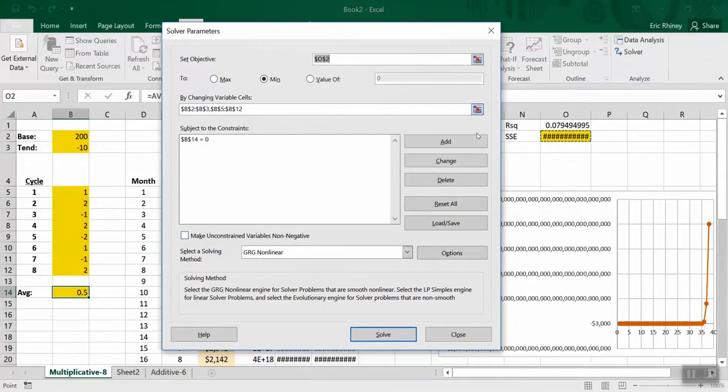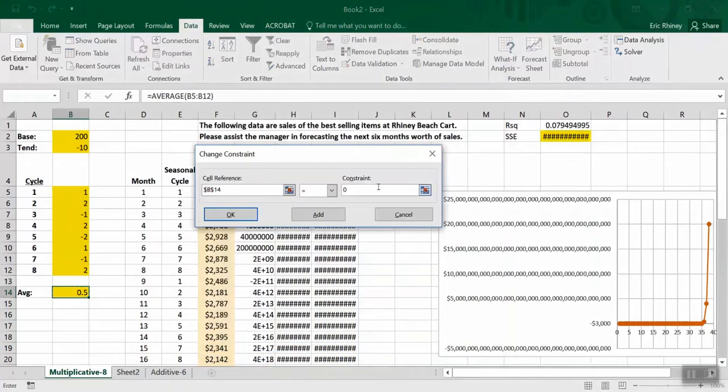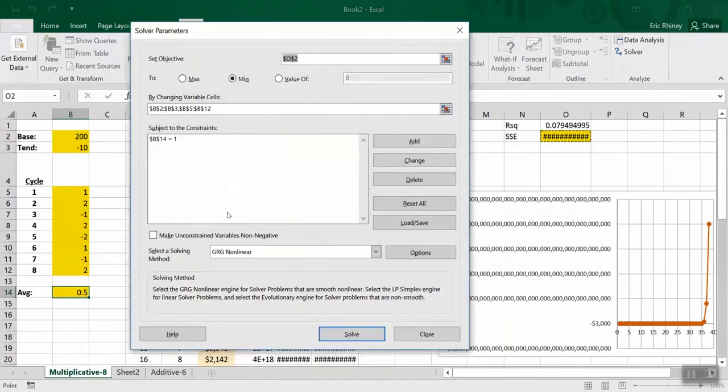because it was already there to begin with. Our sum of squared errors is what we're using as our objective to minimize, and then we're going to change the base, the trend, and all of our seasonal indexes, and then we need to set a constraint. Here, instead of 0, we want this to be a 1. Hit OK, and now we can do it.